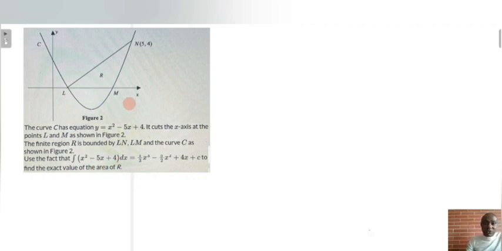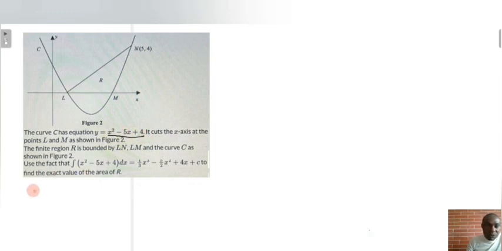Okay, so what we're going to do is this. First of all, we're going to look for the coordinates of L and M. So how do we look for the coordinates of L and M? You know, the curve C crosses the x-axis at L and at M. So we're going to solve for this equation here.